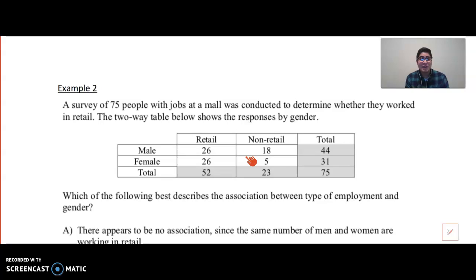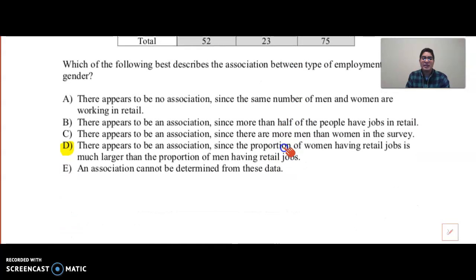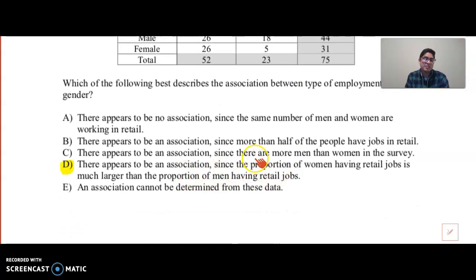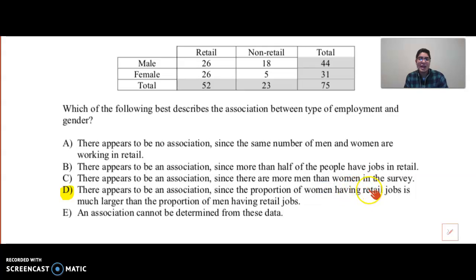We took 1 sample here of 75 people, and then within those 75 people, we broke it down into their type of job as well as their gender identity. So we can see again 1 population, so our 1 sample, and 2 categorical variables here, gender identity and job type. Well, if I go ahead here, there appears to be an association since the proportion of women that have retail jobs, here the 26 out of 52, is much larger than the proportion of men who have retail jobs.